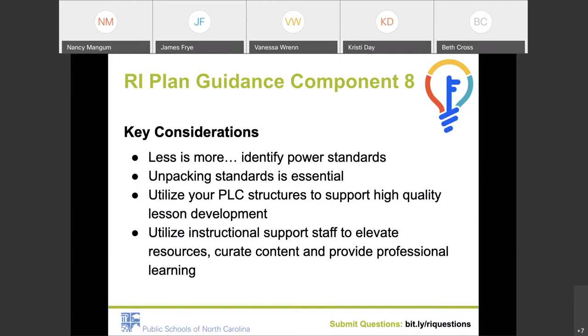Nancy, thank you so much. One of the taglines you've seen a lot is this is a time to keep it simple. And Nancy, I think you talked about that when you said identify your power standards. So you want to make sure you're focusing in on those primary wins and that you are setting yourself up for success and setting your students up for success.